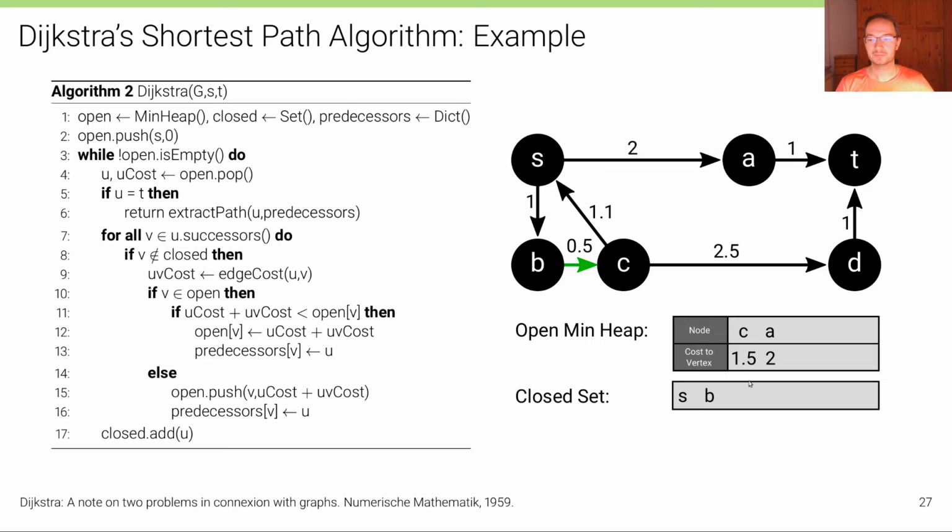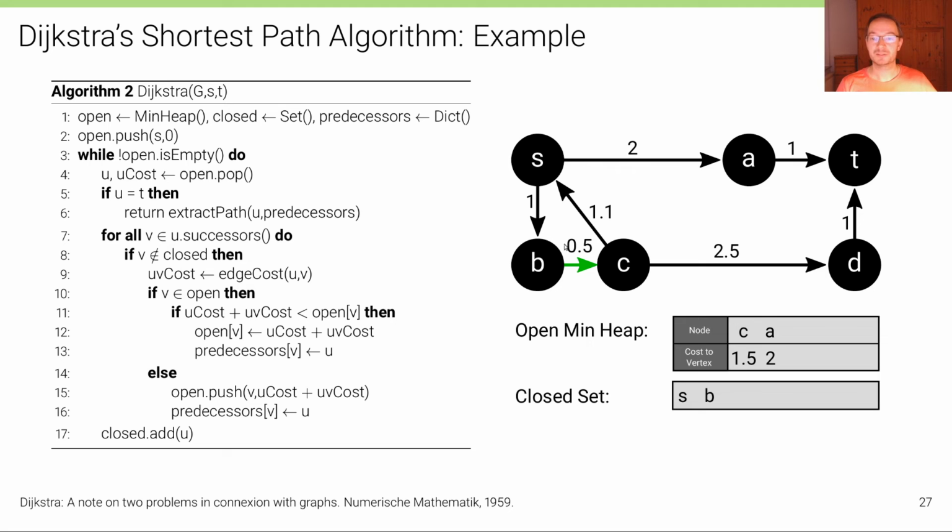So we're processing B first, because B has a smaller value than A, so it's more likely to reach the target first. But maybe it doesn't. So let's see. What happens now? Well, the successor of B is C. The distance to C is 0.5. So we are adding C to the open min heap with a cost to vertex of 1.5: 1, which was the cost to B, and 0.5, which is the edge from B to C. And because 1.5 is smaller than 2, this is the node from the open min heap that we're going to pop next.